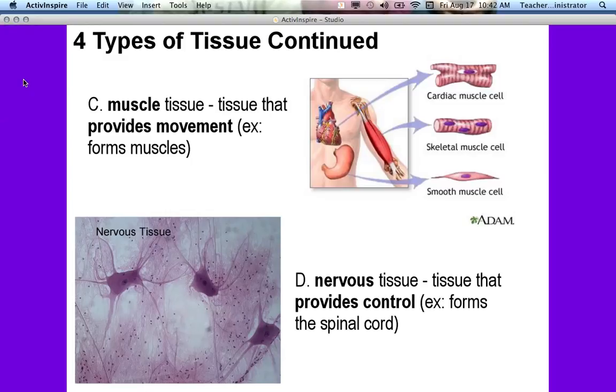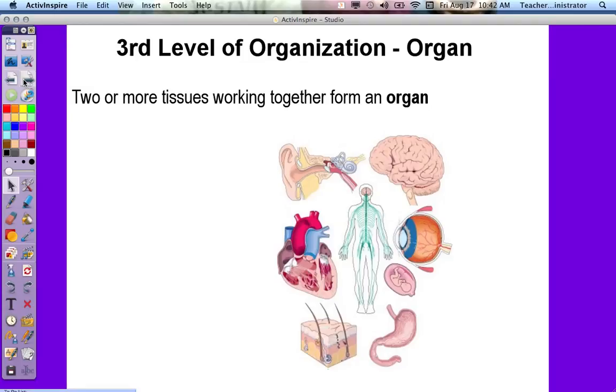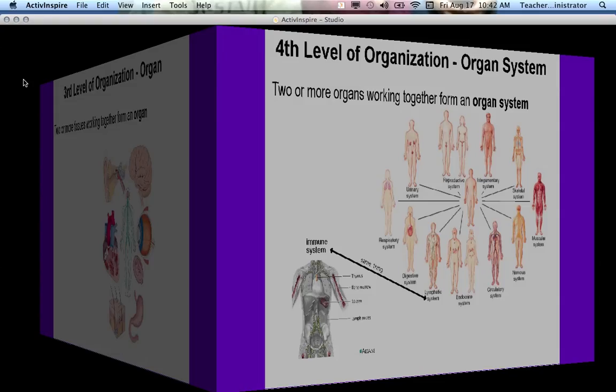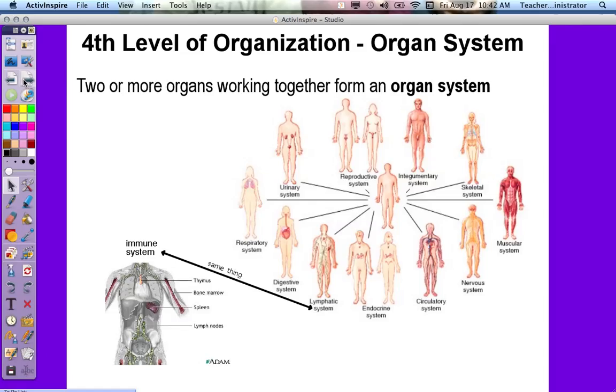When you put 2 or more tissues working together, you get to the third level of organization, which is an organ. And you have many, many organs in your body, many of which we will be studying more in depth. So examples would be your brain, your eye, your heart, your stomach, your skin, your ear. Those would all be examples of an organ. When you put 2 or more organs together, then you have an organ system.